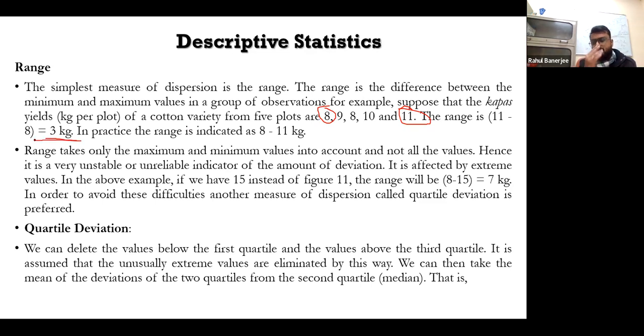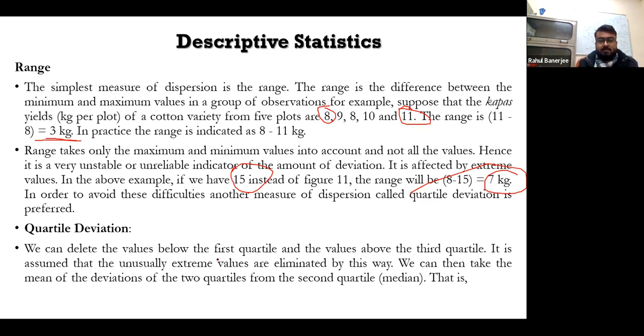It is a very crude measure of dispersion, or the crudest measure of dispersion. What we do is we simply take the maximum value and the minimum value and subtract, and we say that this is the range of the data. Since it takes only the maximum and minimum values into account, it is a very unstable or unreliable indicator, and it is affected by extreme values. For example, if we have 15 instead of 11, immediately the range will change. From 3, it will jump to 7. So this is one of the reasons that range is used, but it is used seldom.